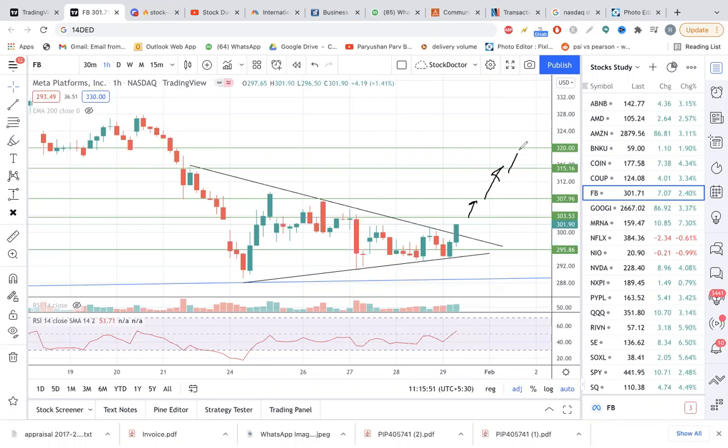And once these stocks start trading below 190, then there will be a downtrend in this stock. So do watch out for that level also.